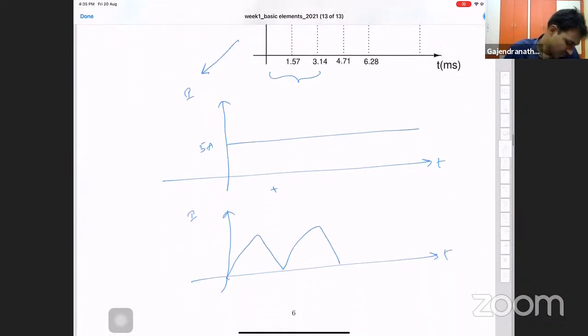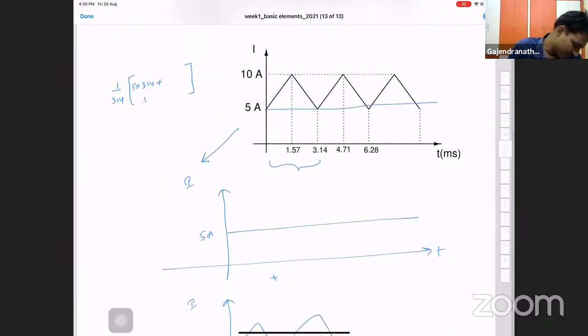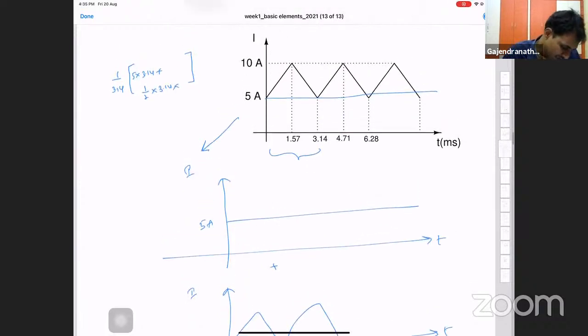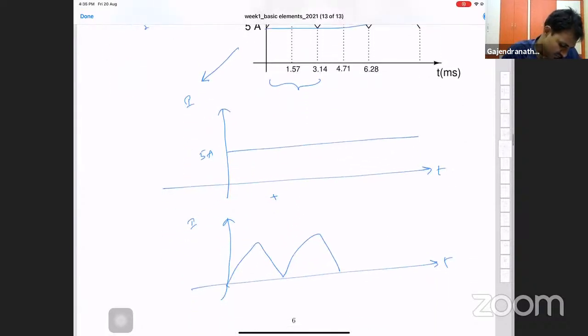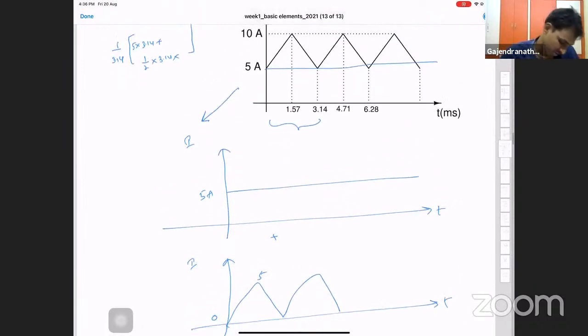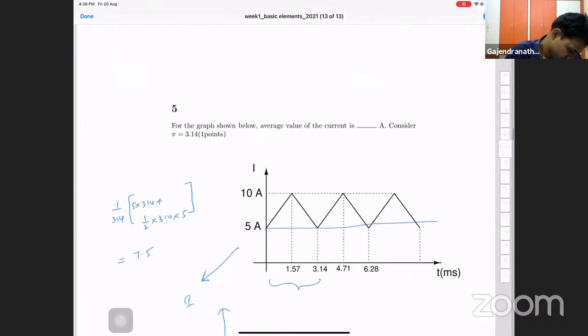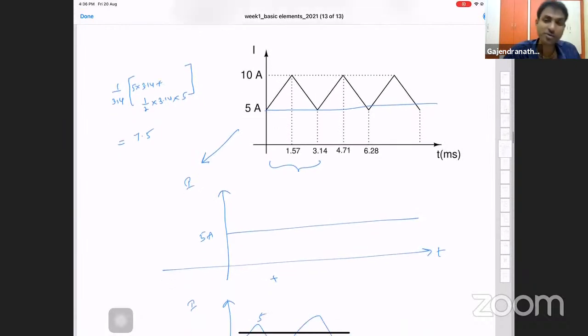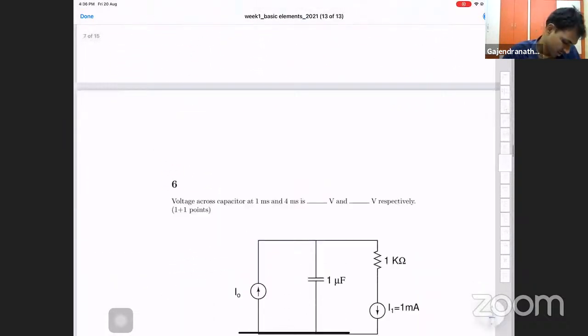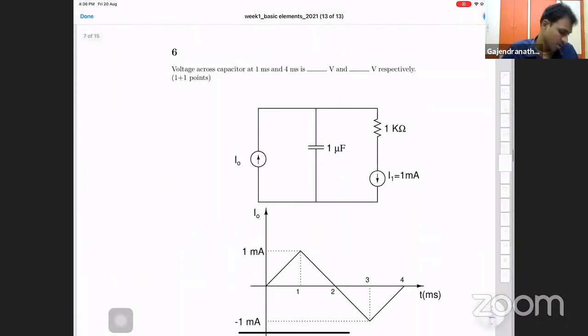The other one has a base again of 3.14, and the height is going from 5 to 10. So this fellow is 0 to 5. If I add these two curves, I will get the above curve. So that is 5, whatever it results in. So 3.14 cancels, and you get 7.5. Okay. Now let's go to the next question.